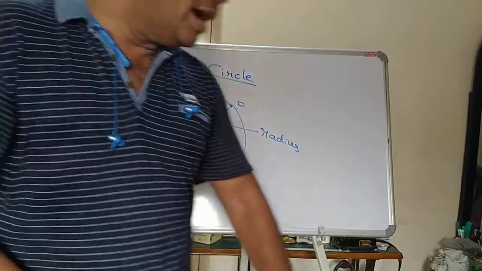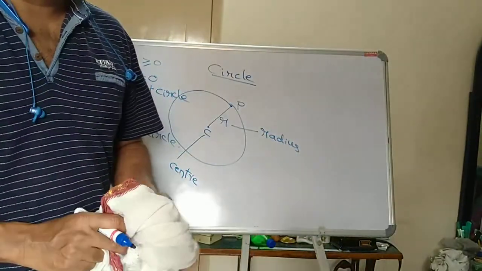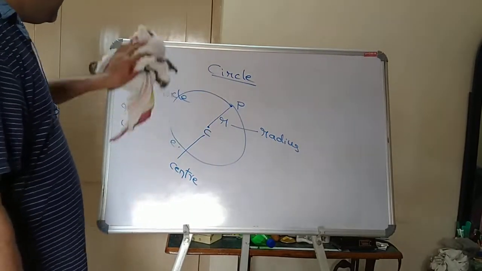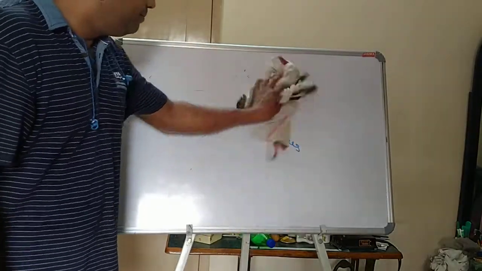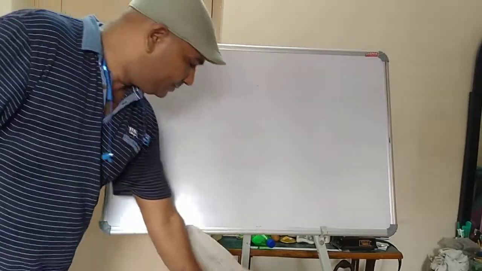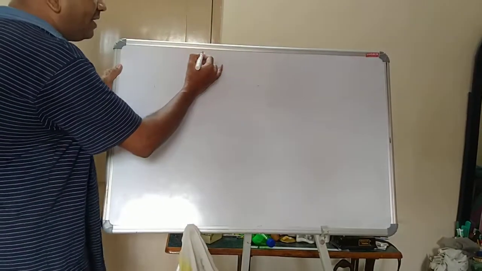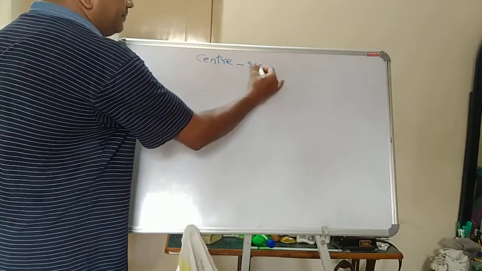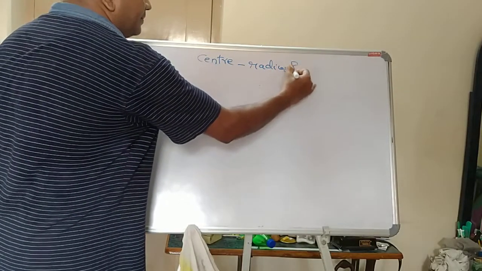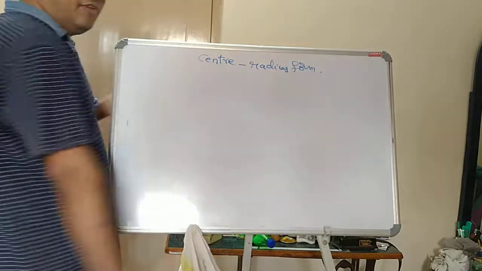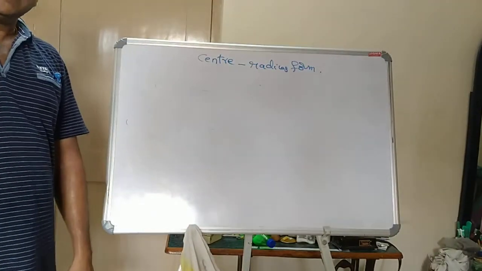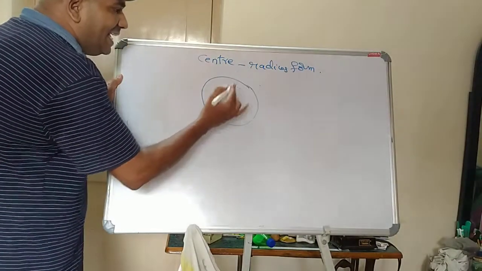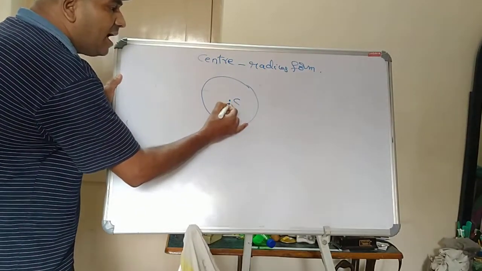Now, we have to find equations of the circles in different forms. First one, center radius form. First of all, center of the circle is h comma k, radius of the circle is r.